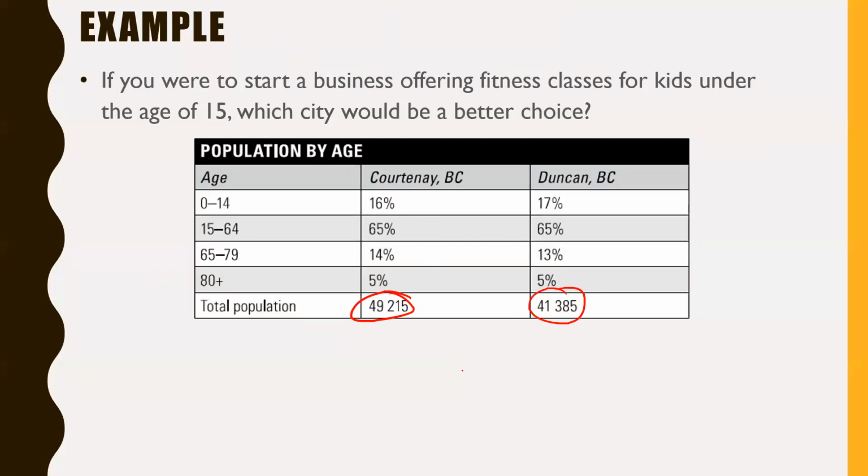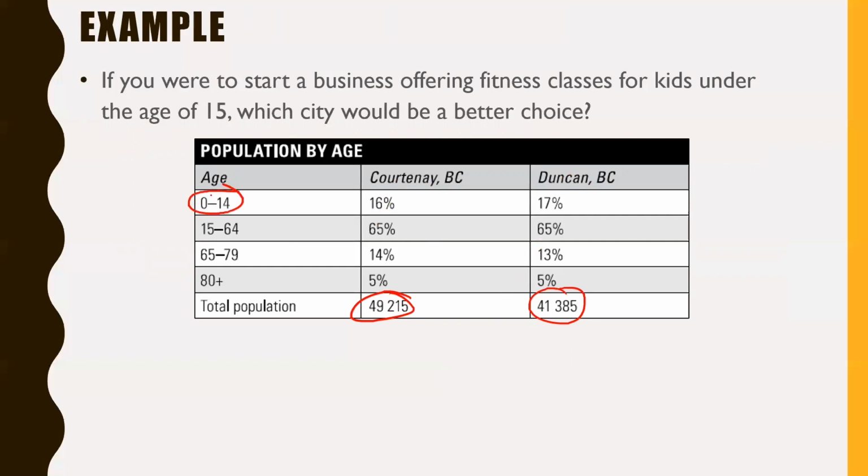And there might be more to it than this. You'd have to look into, are there fitness places in Courtenay, BC already, or are there fitness places already in Duncan, BC. We're going to ignore that though. We're just going to look at demographics for now. Notice 16% of Courtenay, BC is between the ages of 0 and 14.